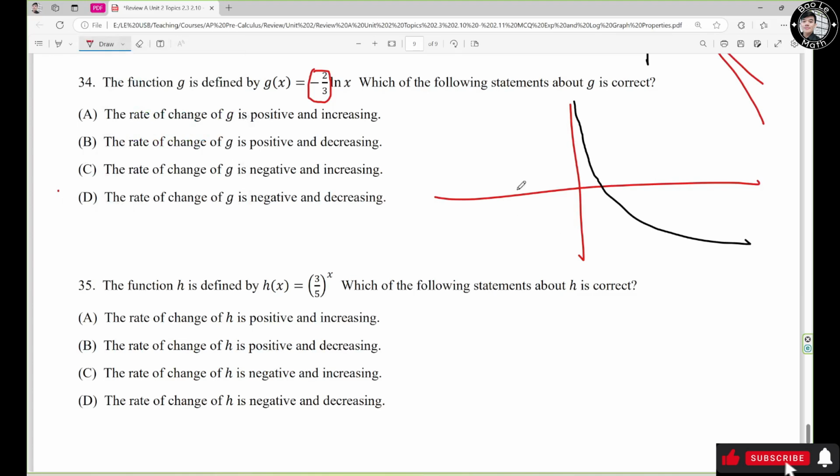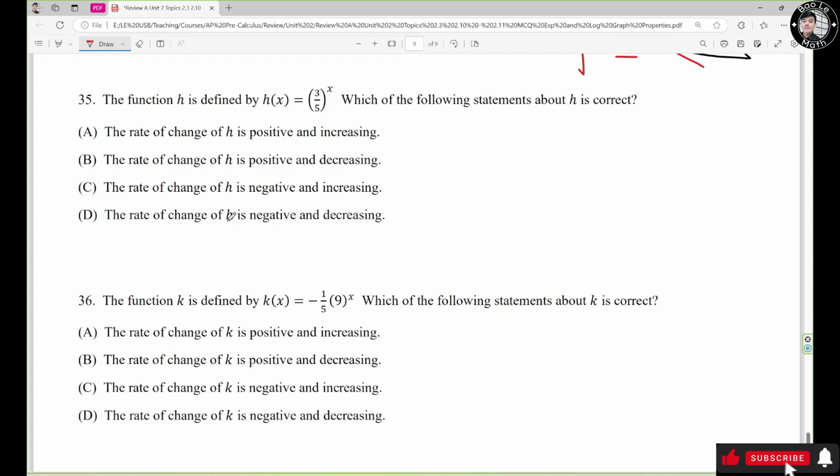Now the rate of change is positive or negative. We need to draw the tangent line. And you know that the tangent line is going this way, the slope is negative, right? We need to eliminate A and B, right? Now since the function is concave up, the rate of change is increasing, right? So the answer must be C.